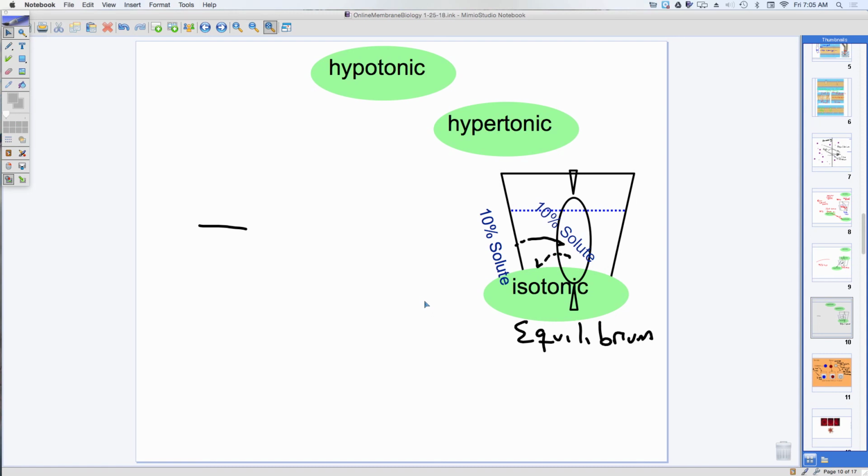With this, you should be able to solve the egg lab and hopefully have an understanding of the direction that water moves when there are solutes present. All right, have a good day.